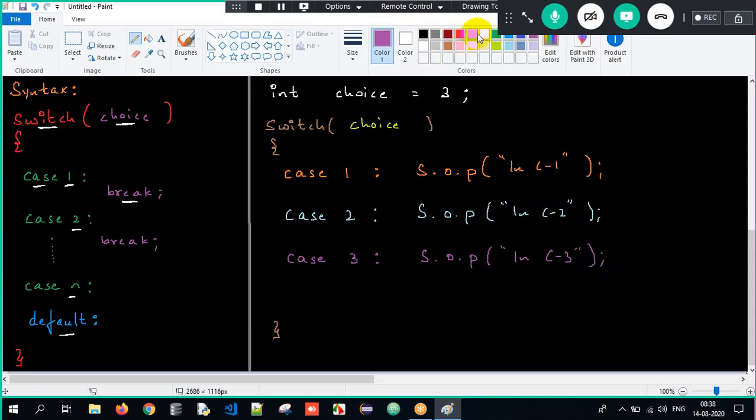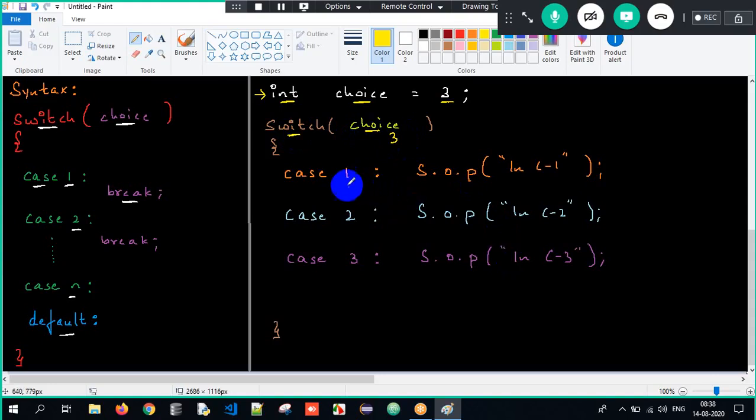Just for explaining perspective, I'm taking this example. I hope everyone understood line number 1, correct? Everyone understood what is happening over here. Sir, 3 is the value that is getting stored into variable choice and the data type is int. So when I tell switch of choice, I am passing the value called 3.